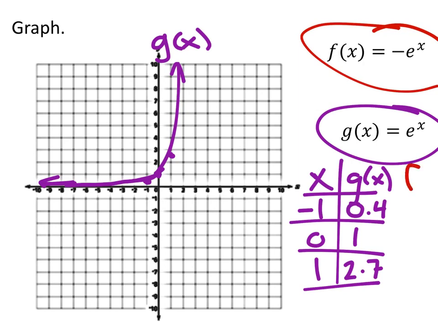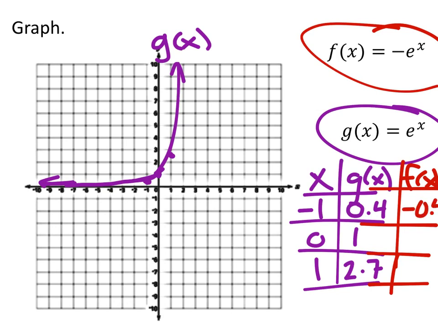Well, f of x, I can use the same table on this, by the way, just for convenience purposes. I'm going to take g of x and make it the opposite. Negative 0.4. Oh, I didn't fit that in very well. Negative 1 and then negative 2.7. So let's go and graph those in there. We're squeezing the x-axis on that.